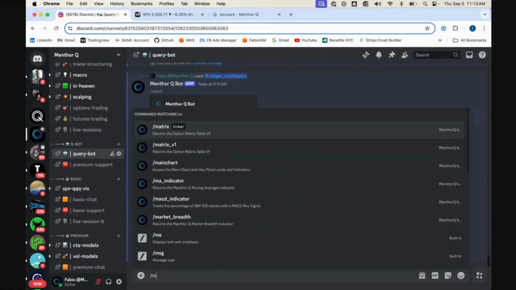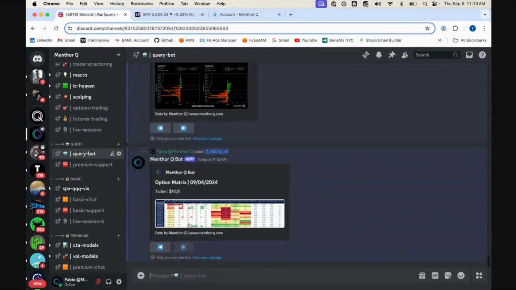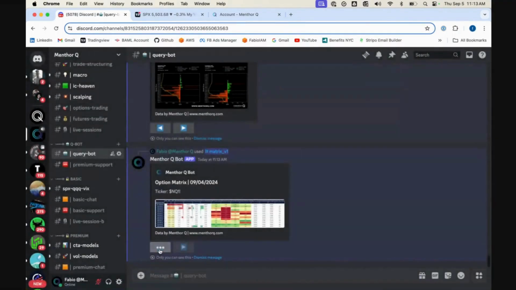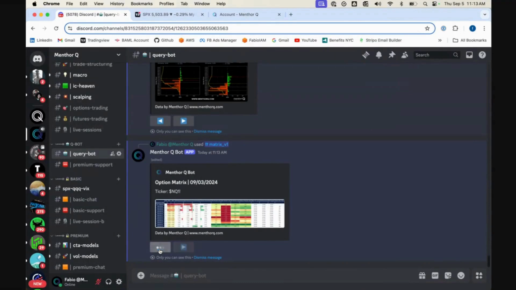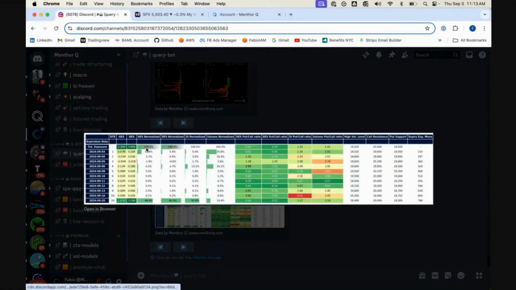We can also look at the matrix like Patrick mentioned. And we can, again, look at the matrix from today, go back in time, see how things have changed. If we go back to a couple of days ago, we see there was a positive gamma. So there was a big shift in the market on that side.